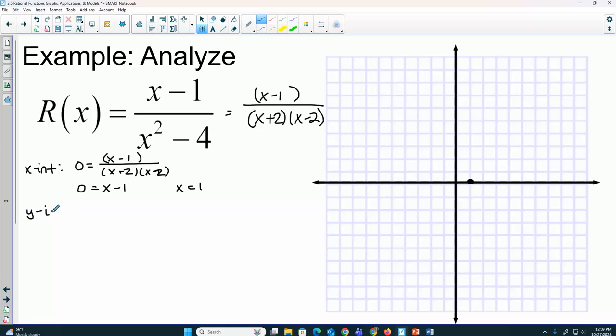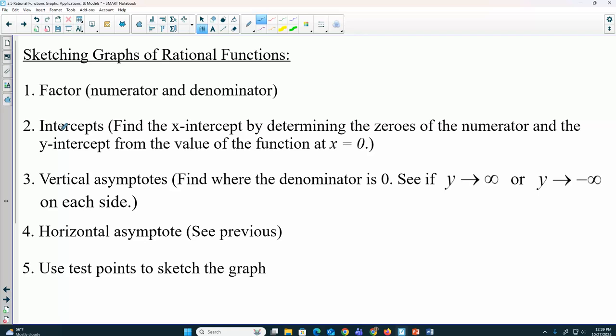How do you find a y-intercept? Plug in 0. Plug in 0 for your x's. So on the top, 0 minus 1 is negative 1. On the bottom, 0 plus 2 times 0 minus 2. So I get a positive 1 for it. It does not matter if you put those into the original or the factored form. You get the same thing. So I've got my x and y intercepts.